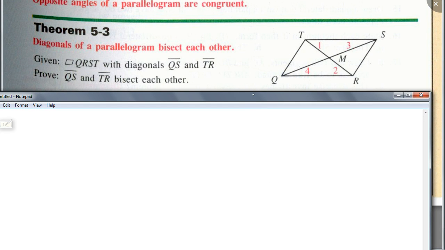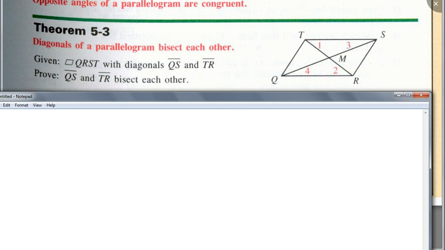It turns out that the diagonals of a parallelogram, of course we have two of them, bisect each other. In other words, QM is congruent to what? MS. And TM is also congruent to MR. Does that make sense? So they bisect each other.